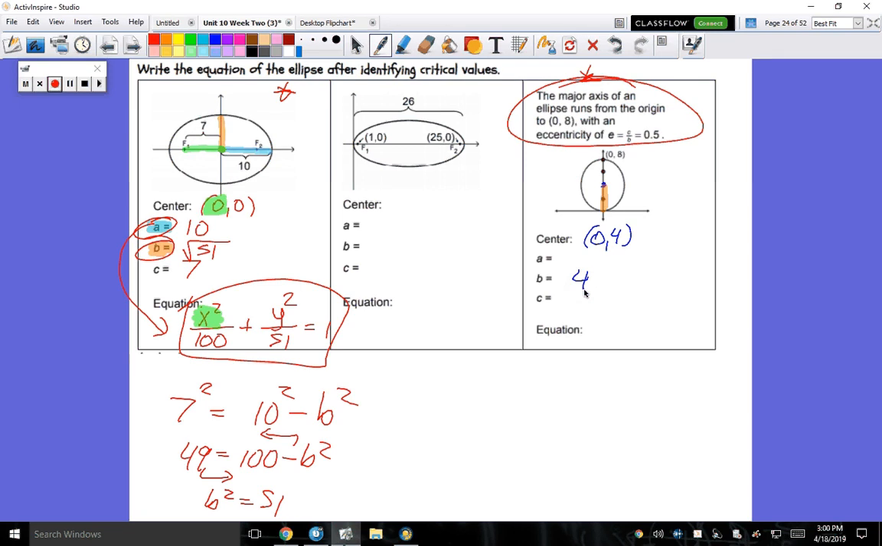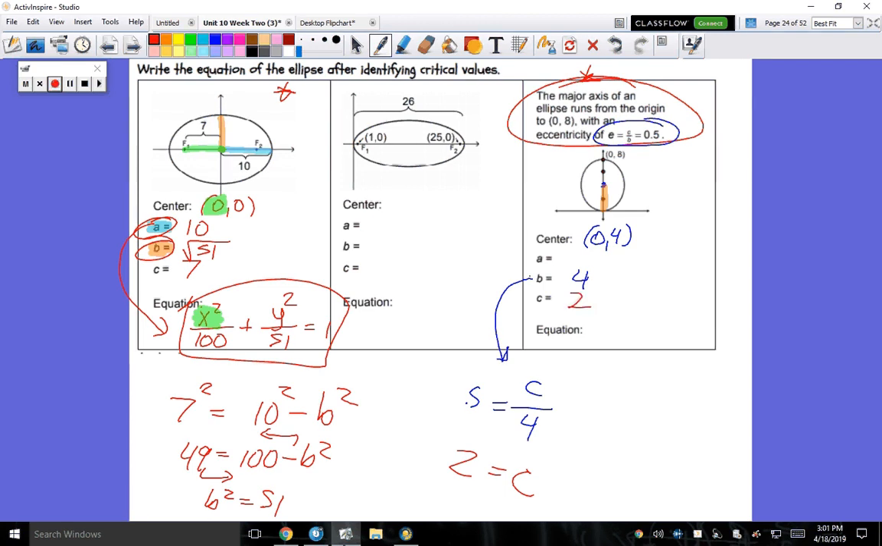Do we know C? We have to find it. We know E is equal to C over B, because the bigger one is B. So we'll say C, which we don't know, over B, which we do know it was 4, is equal to what they give us of 1/2. Now if I multiply both sides by 4, I'm going to get C is 2.